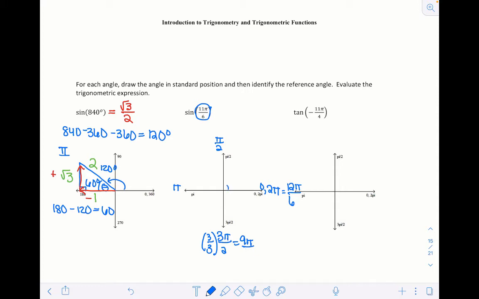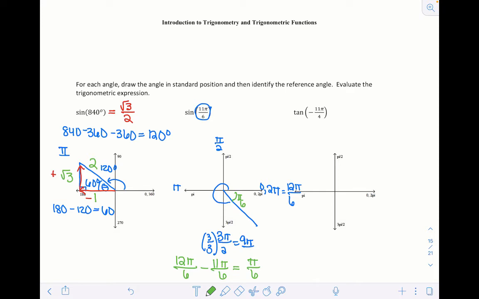So that means it rotates around, ends in that quadrant 4. And I want to find out my reference angle. So here again, I'll leave it in pi. So I want to take that full rotation, which is 12 pi over 6, and I'm going to subtract my angle, which is 11 pi over 6. So my reference angle is pi over 6.